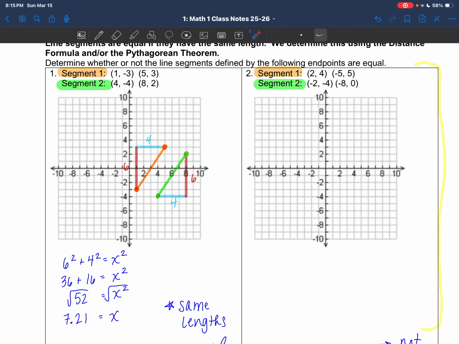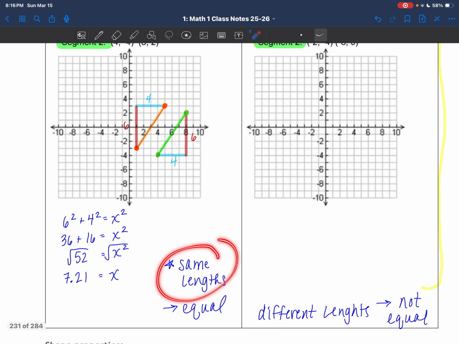All right. Now, if we do this segment and we make a right triangle, if you notice, we have the same lengths that we did here. So it would still be 6 squared plus 4 squared equals, and you could say x squared or y squared, whatever variable you want to put here. And when you did that, we're still going to get the same lengths or same measurements. So since we have the same lengths, we know they're equal.